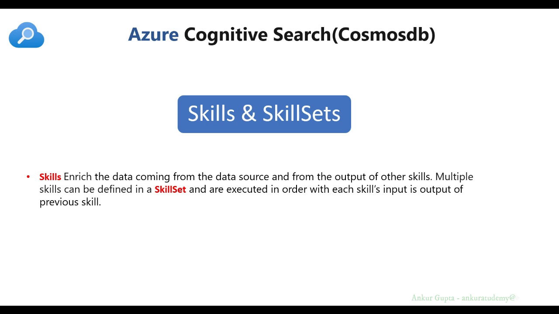Now skills can be of two types. The one we are going to use, the shaper skill, is an inbuilt skill provided by Azure Cognitive Search Service. Later on we'll see how we can create our own functions and use them as our custom skill.